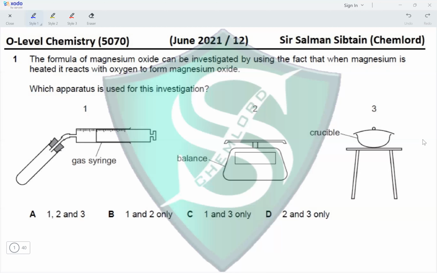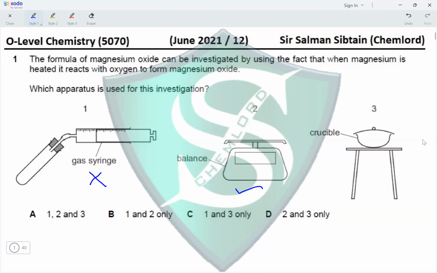The apparatus in one is for the collection of a gas. Here, no gas is being collected. So, this apparatus is not useful for our investigation. Two is a weighing balance. A weighing balance would measure the increase in the mass of the solid because when magnesium reacts with oxygen, oxide ions are added to the magnesium metal forming a salt and there is an increase in mass.